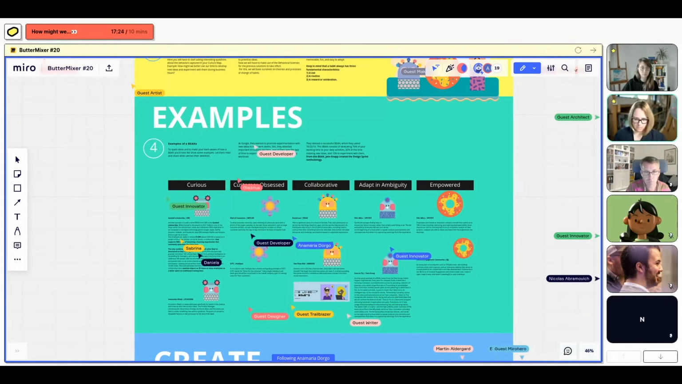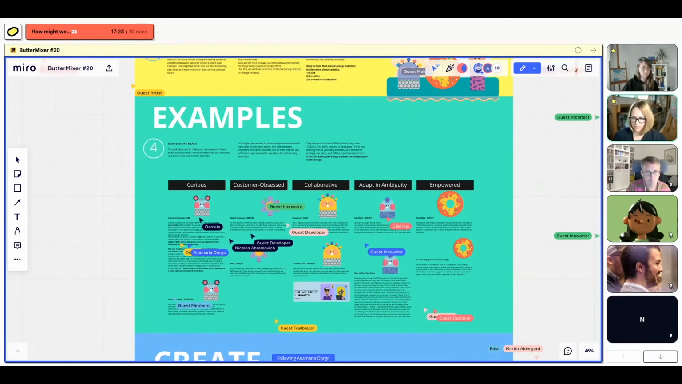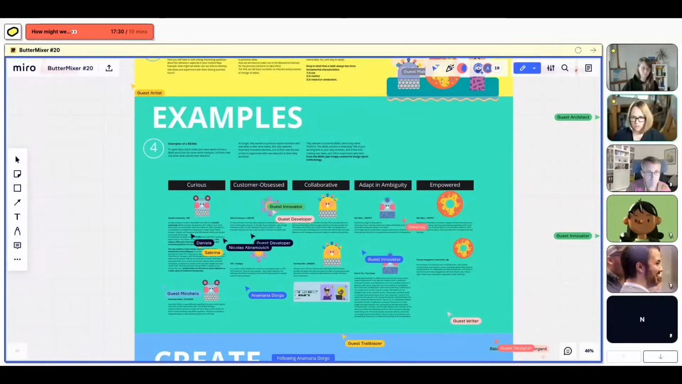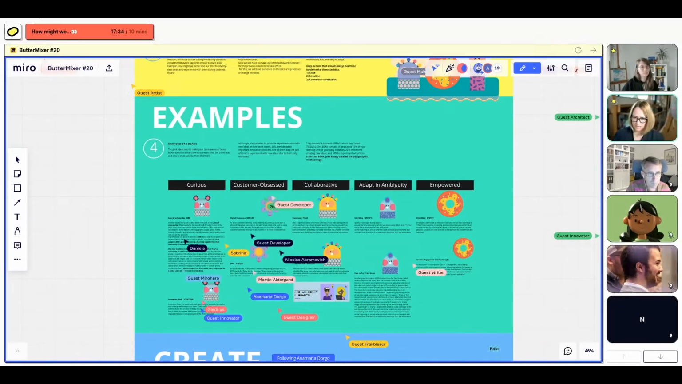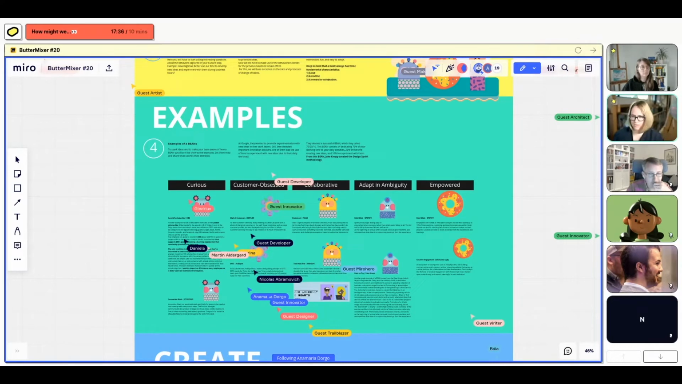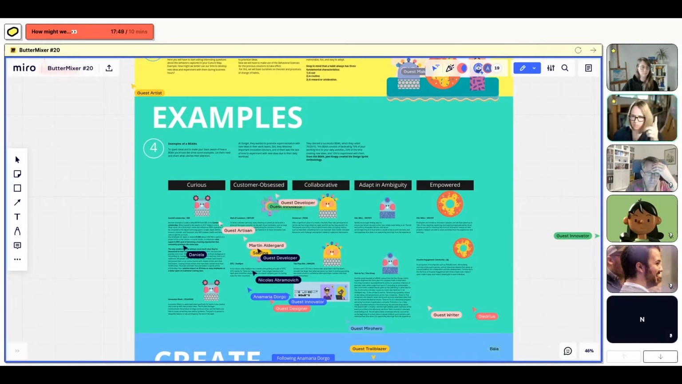So these beans are segmented into 5 different topics. One topic is curiosity. The other one is customer obsessed, the other one is collaborative, the other one is adapt in ambiguity, and the other one is empowered. Each group is looking into the next. So number 1 is looking into curious, the first column, breakout number 2 into the second column. So you understand the pattern.